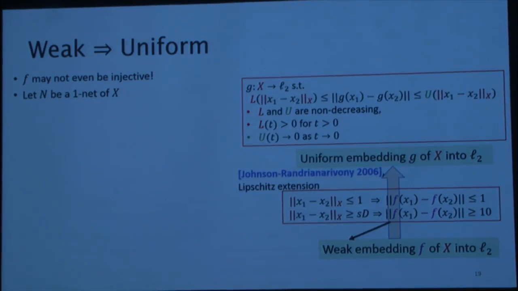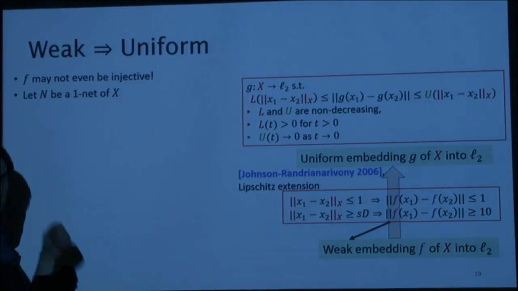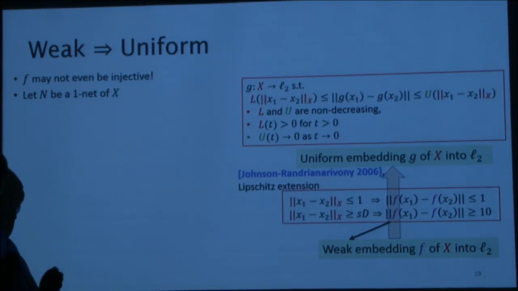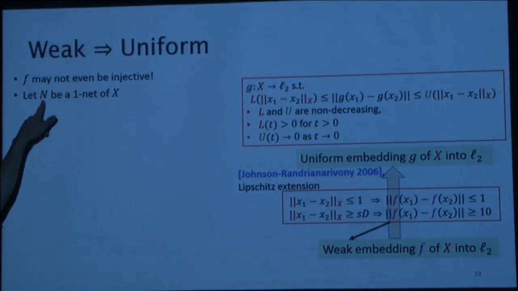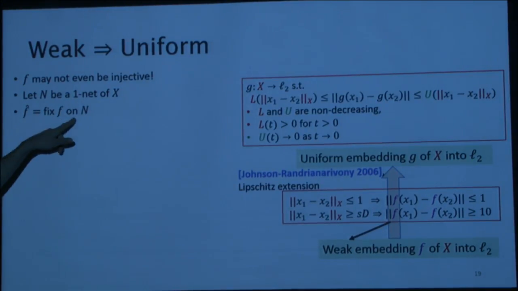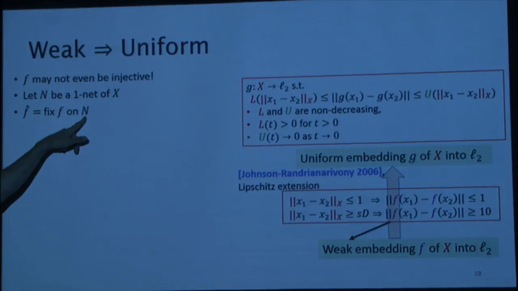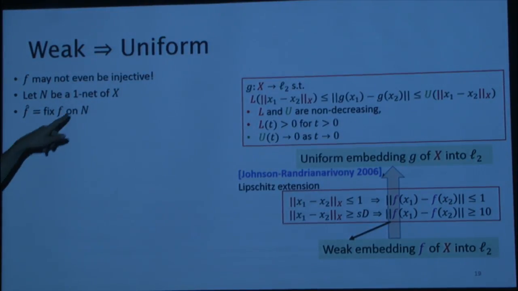So here is how it goes. Let N be a 1-net of X. This is a subset of points in the norm X which are at distance at least 1 from each other, and such that any other point is within distance 1 of this net N. Let's say f hat is the function f restricted to the net points N. So f hat is defined only on N now.